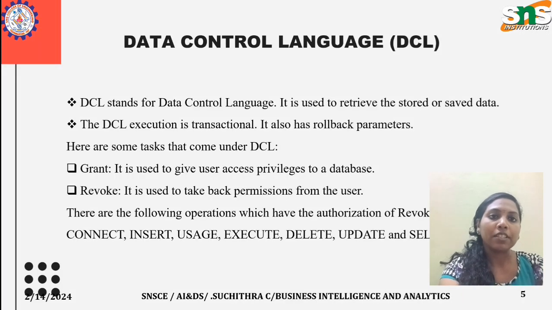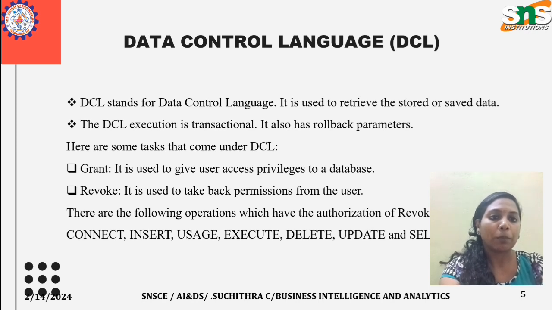The next type is data control language, that is DCL. DCL is used to retrieve the stored or saved data. The DCL execution is transactional. It also has rollback parameters. Here are some tasks that come under DCL. I have already said the two functions are grant and revoke. Grant is used to give users access privileges to the database. Revoke is used to take back permission from the user.